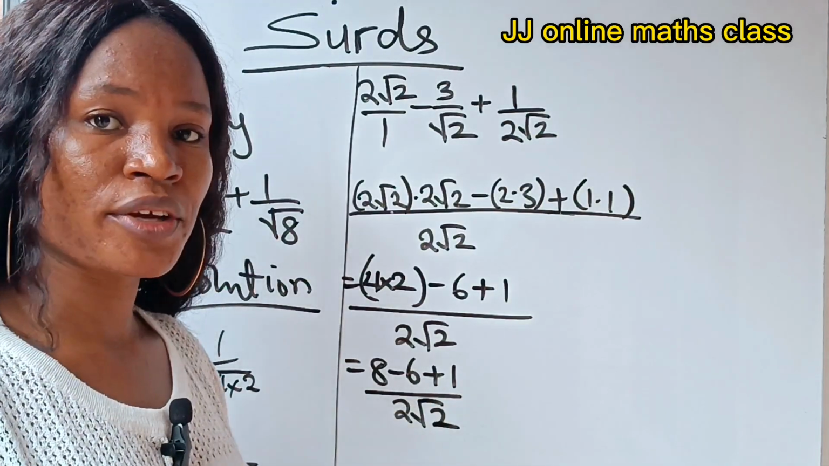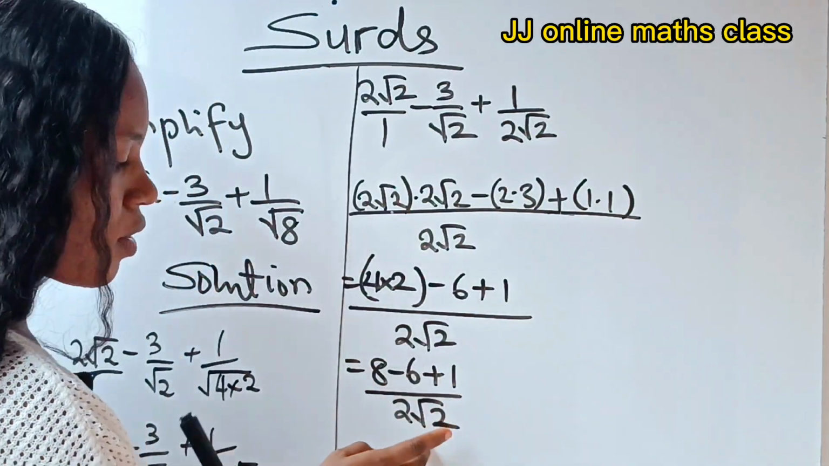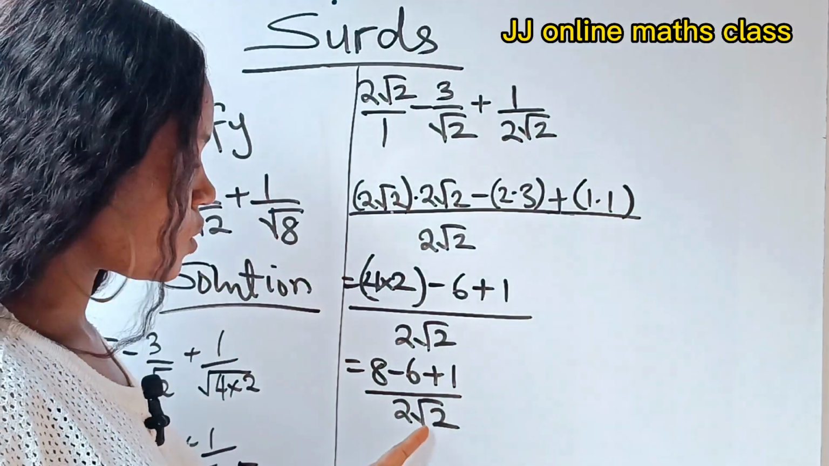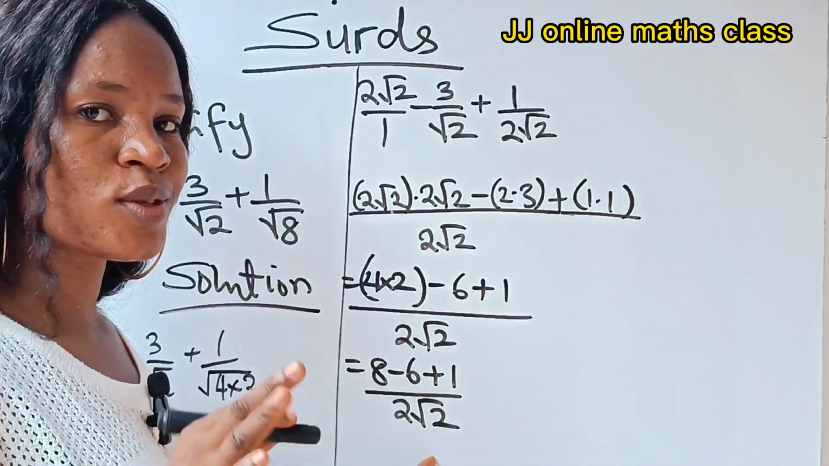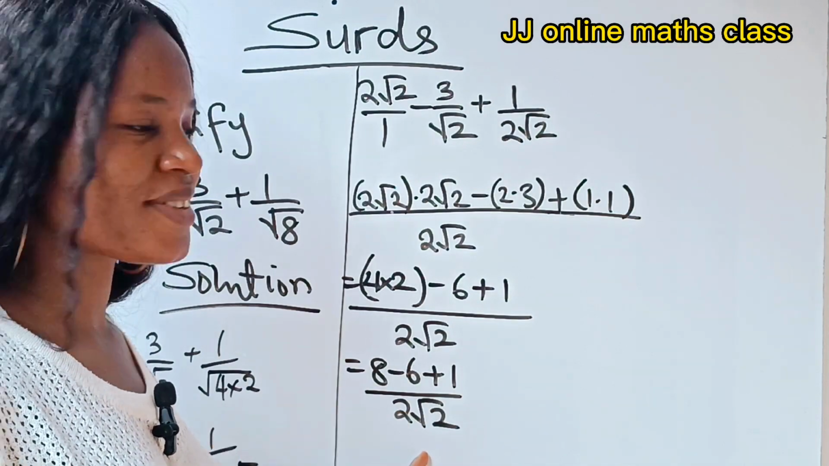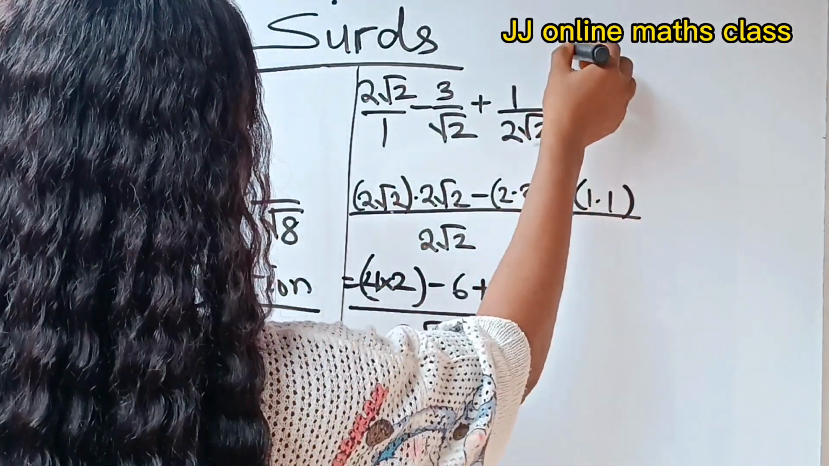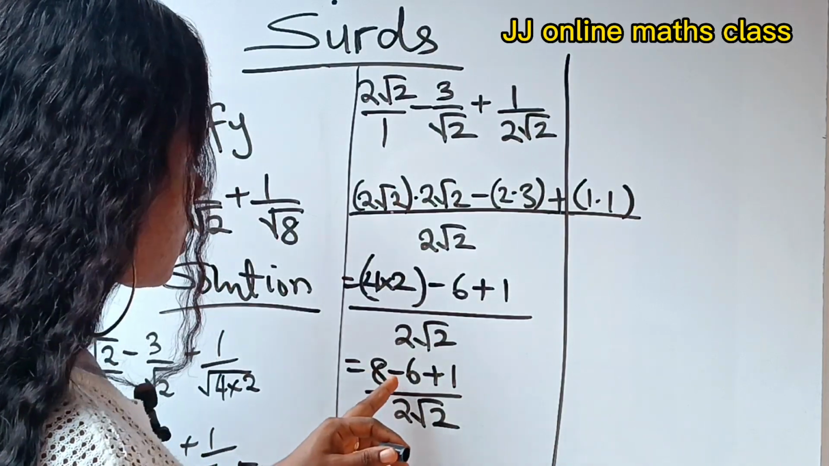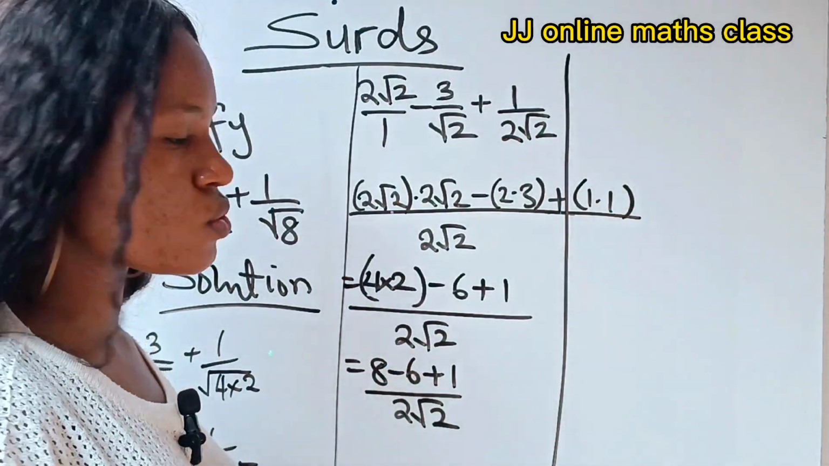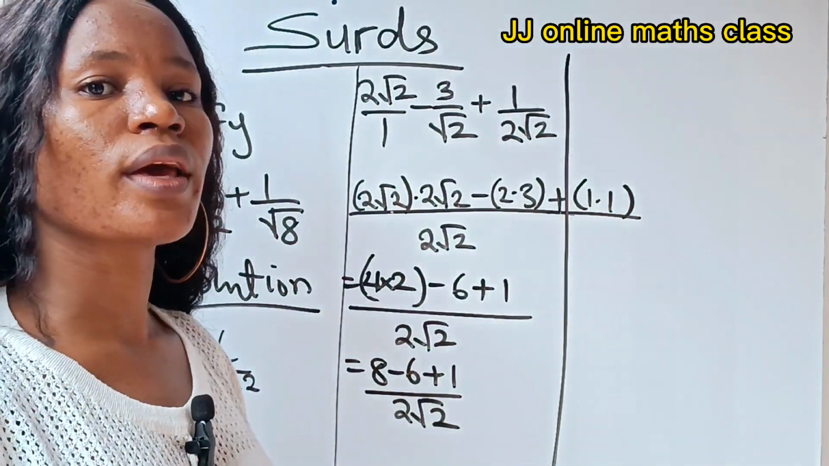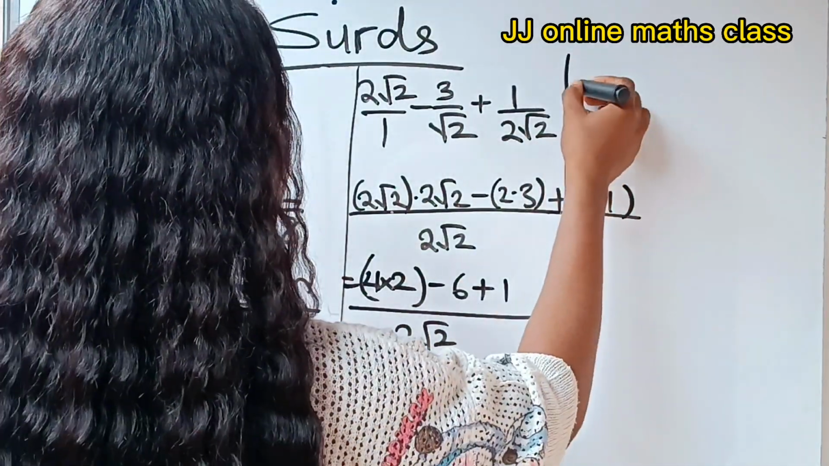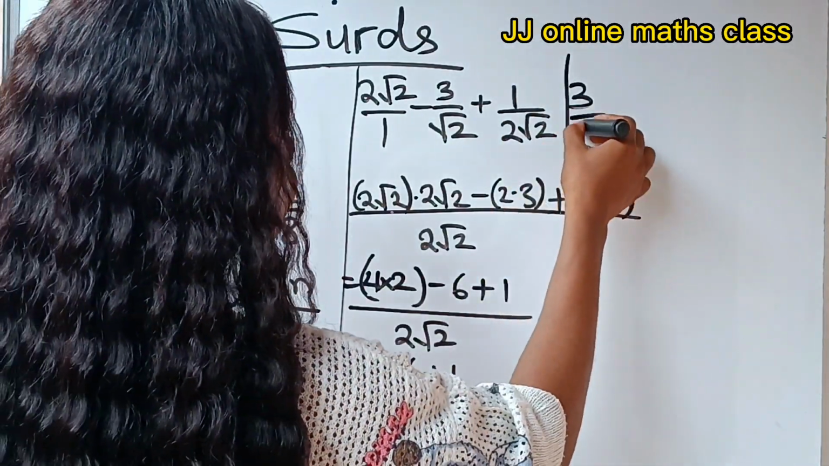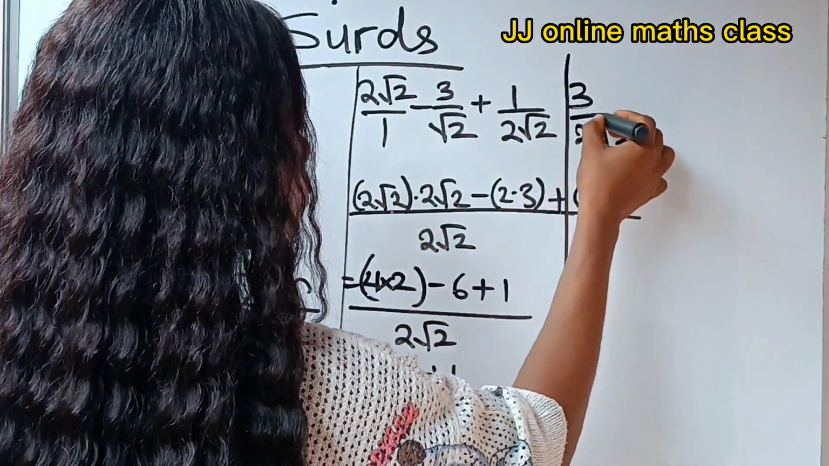Remember, there is something called rationalization. So we are not getting to the end yet. We are still solving this because you need to remove this root 2. So you need to stick around and see the final solution. Now we have that 8 minus 6 will give us 2, and 2 plus 1 will give us 3. So you now have 3 divided by 2 root 2.